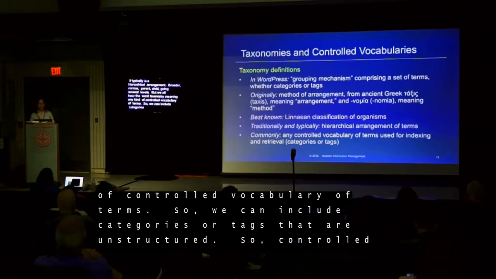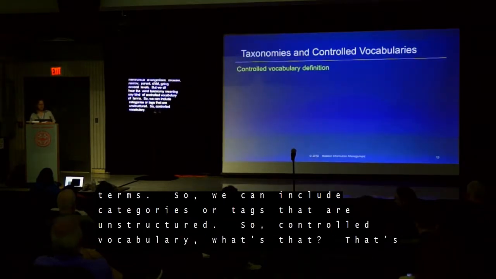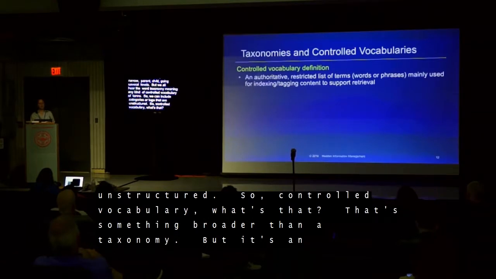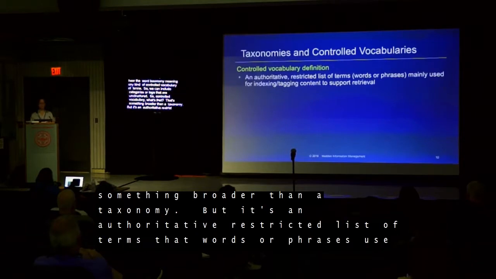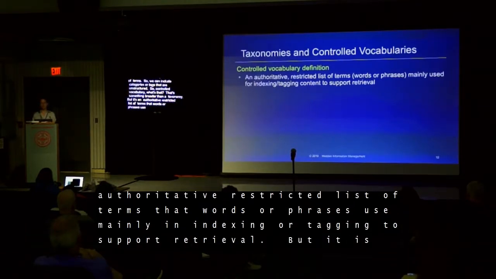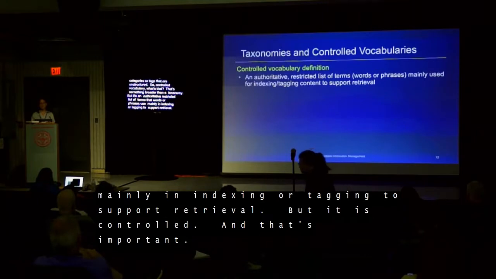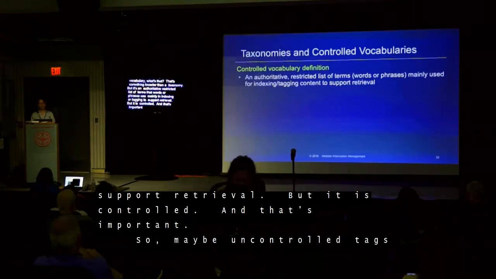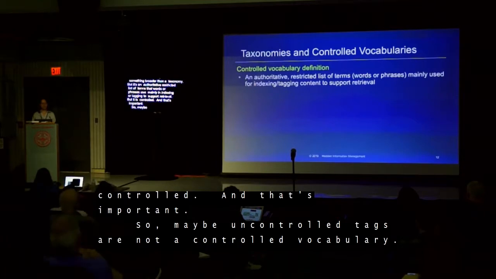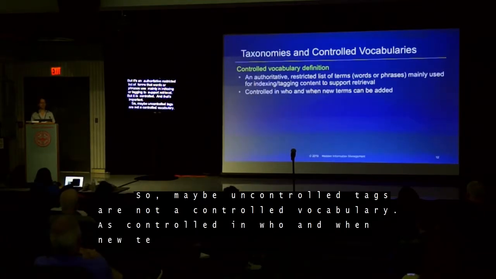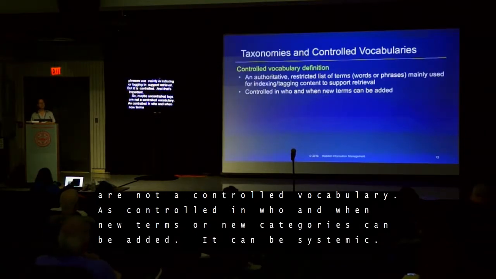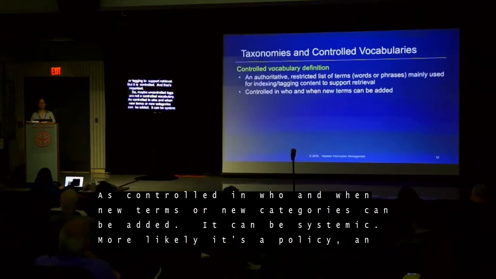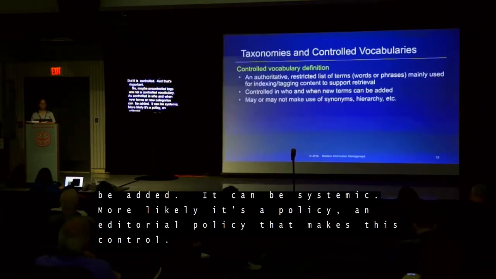So controlled vocabulary, what's that? That's something broader than a taxonomy, but it's an authoritative, restricted list of terms, words or phrases, used mainly in indexing or tagging to support retrieval. But it is controlled, and that's important. So maybe uncontrolled tags are not a controlled vocabulary. It's controlled in who and when new terms or new categories can be added. And this could be systematic, but more likely it's a policy, an editorial policy, that makes this control.